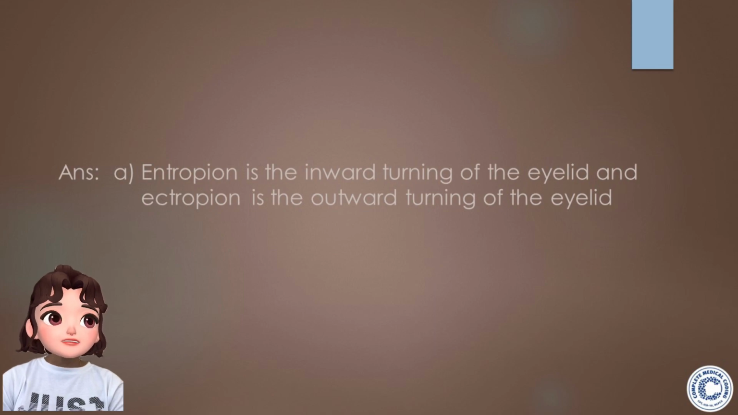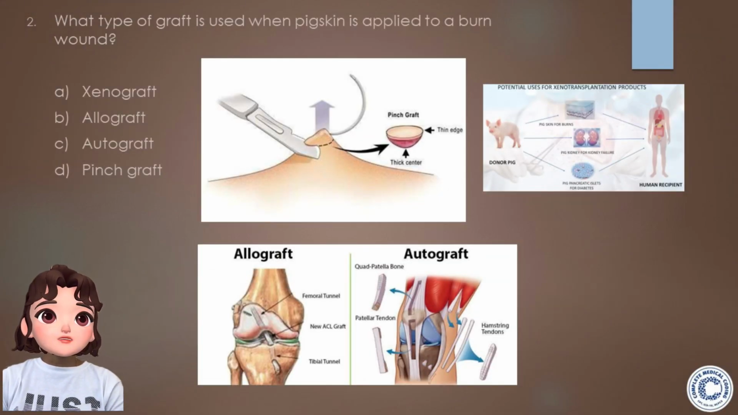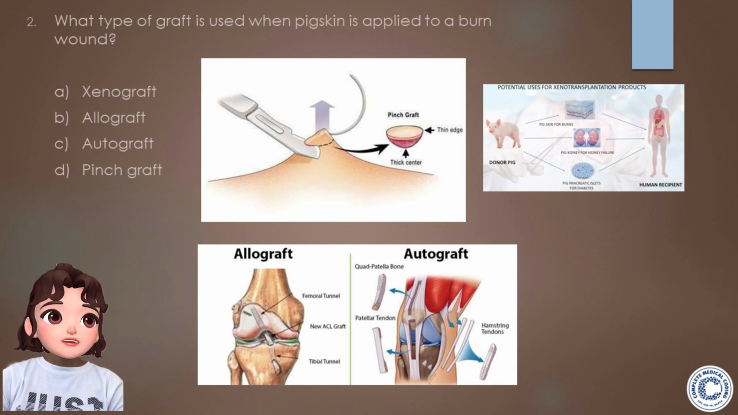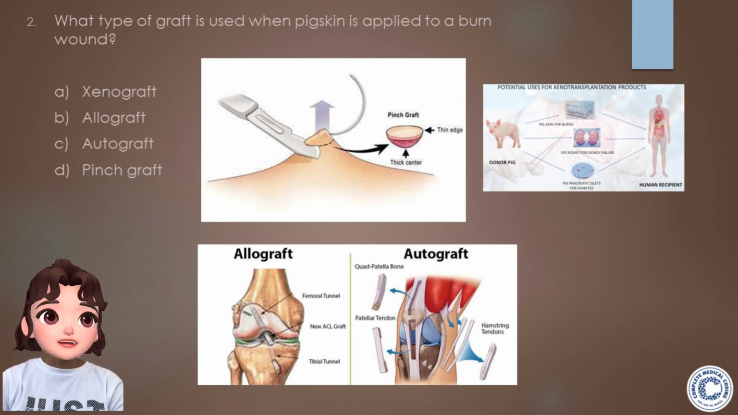I'm just putting these pictures so that you can easily get to know what these medical terminologies are. Second question, what type of graft is used when pig skin is applied to a burn wound? Xenograft, allograft, autograft, pinch graft. So first you should know what these grafts are. So just check the picture. The first picture is showing a pinch graft. A pinch of skin is being cut. That is called a pinch graft.